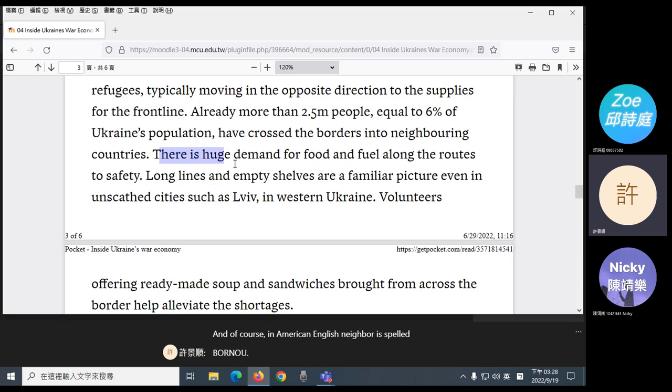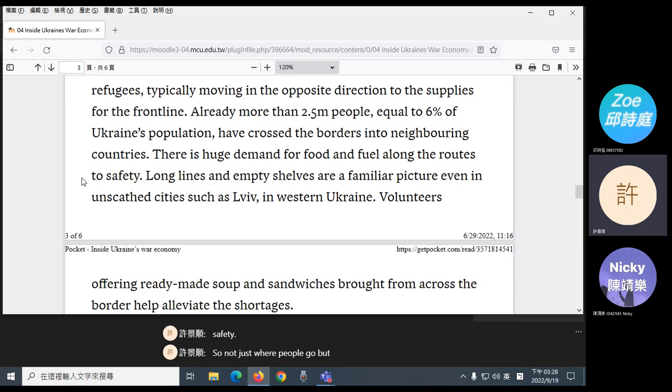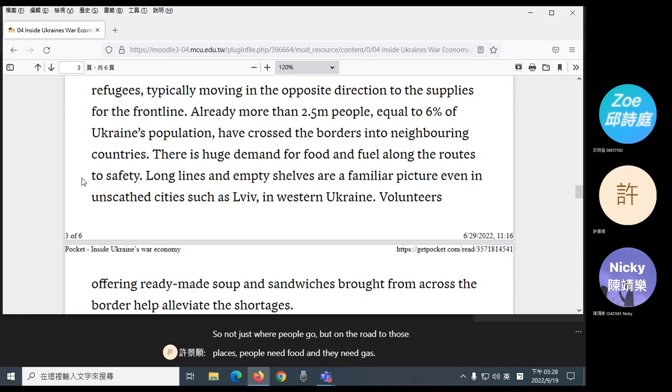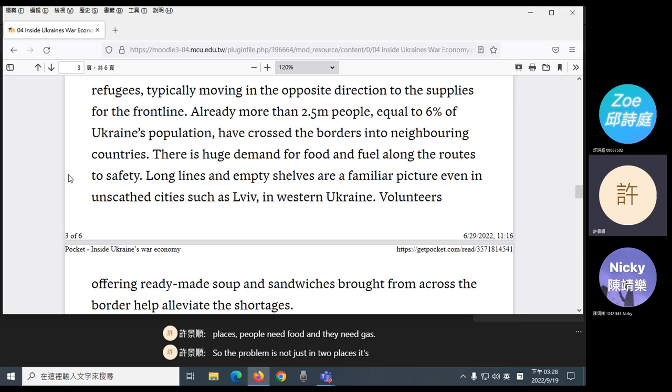There's huge demand for food and fuel along the routes to safety. So not just where people go, but on the road to those places, people need food and they need gas. So the problem is not just in two places, it's along the entire road.